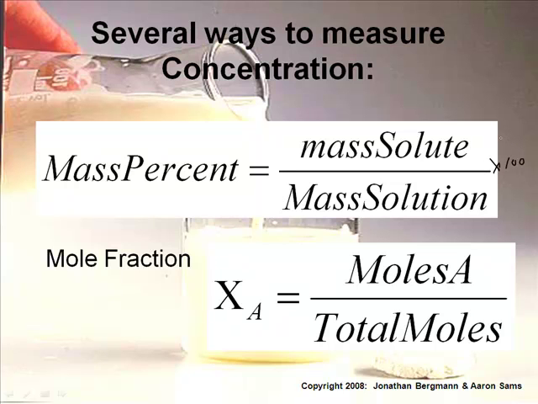And then the mole fraction. This is something that's new. It is just the percentage of moles, as a decimal, not as a percentage. So you take the moles of whatever chemical it is, A or whatever, over the total number of moles. And we'll do some examples so this is clear for you.